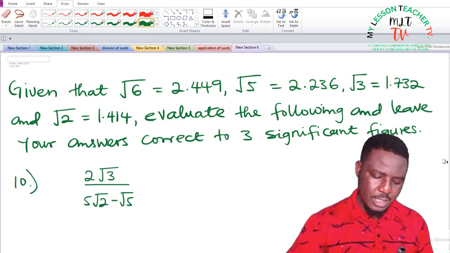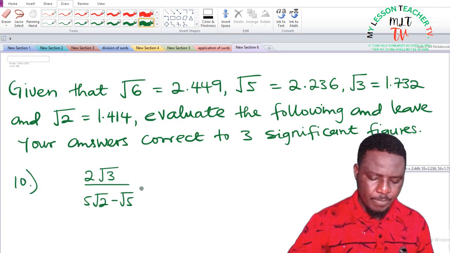You also have number 10 for your assignment. 2 root 3 divided by 5 root 2 minus root 5.